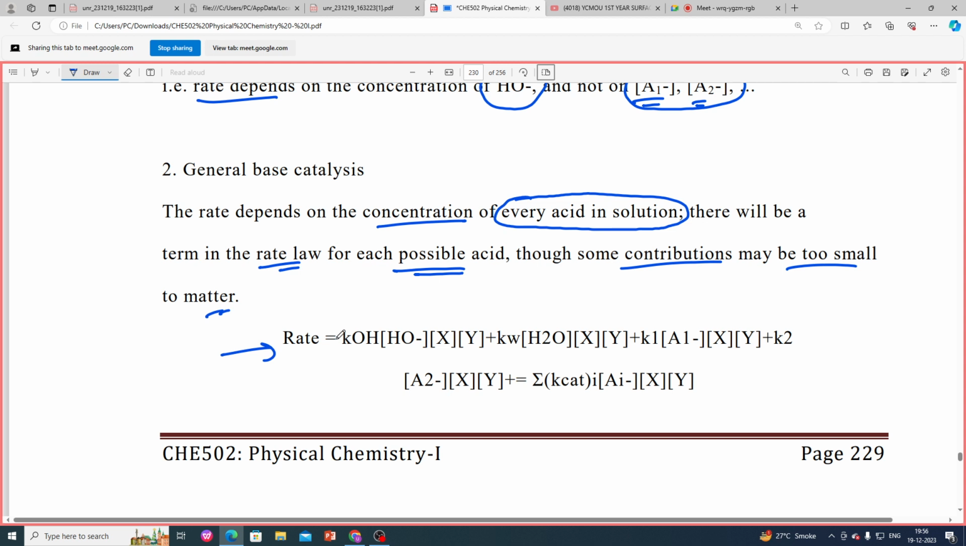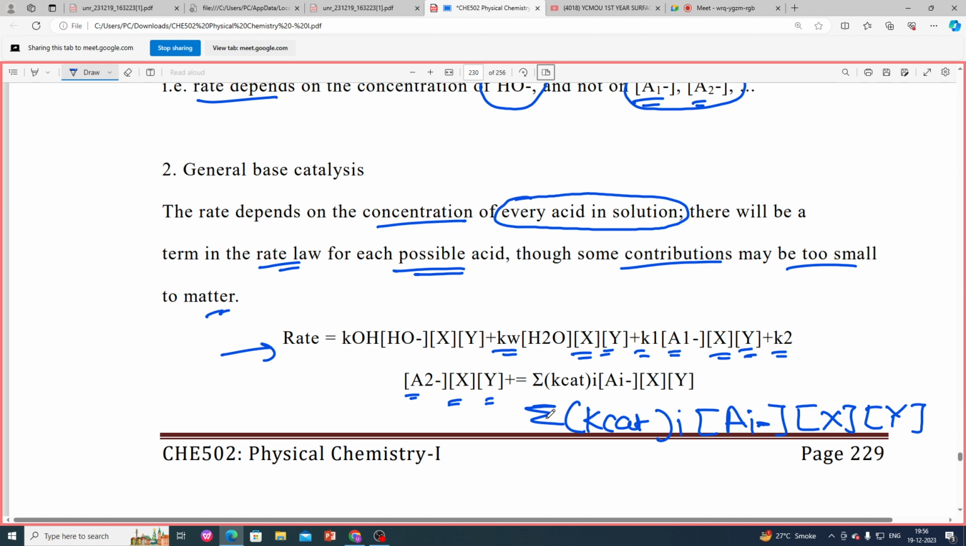Here they can give the equation: k OH, concentration of OH minus, X, plus Y, plus k W, concentration of H2O, X, concentration of X, concentration of Y, k1, concentration of A1 minus, X, Y, concentration of Y, plus k2, concentration of A2 minus, concentration of X and concentration of Y. Okay, yes, which is equal to summation. क्या दिया है देखो, summation k cat means catalysis i, Ai minus. Okay, i means it is a number, whether it is 1, 2, 3, 4, whatever. Concentration of X and concentration of Y.